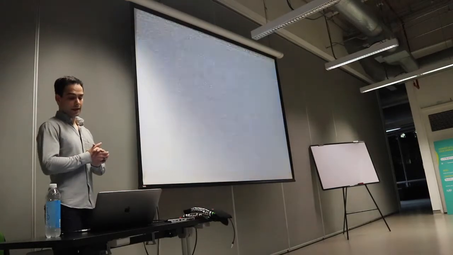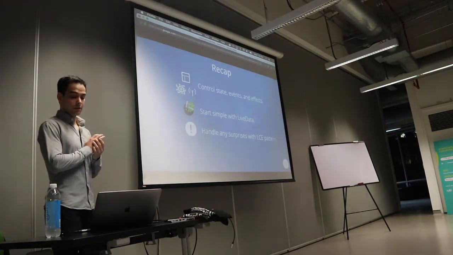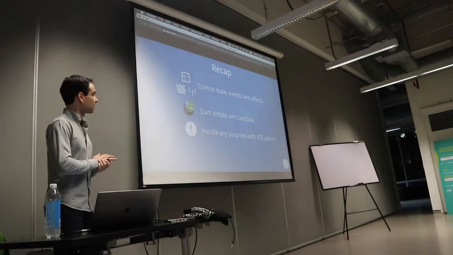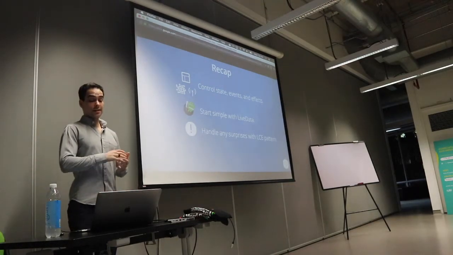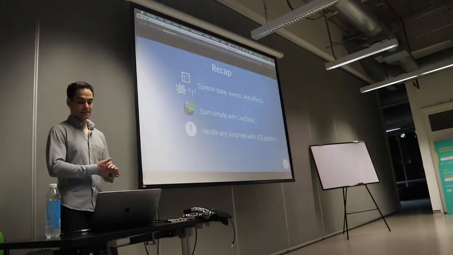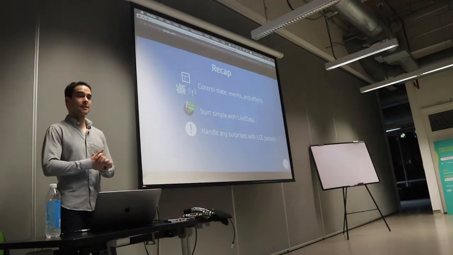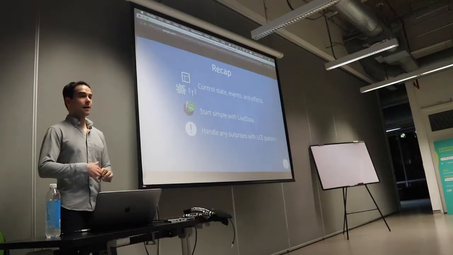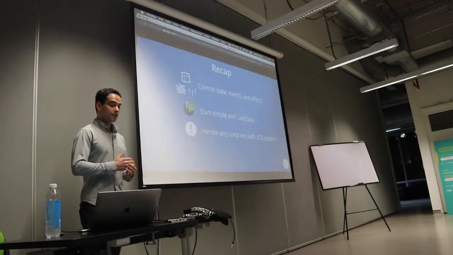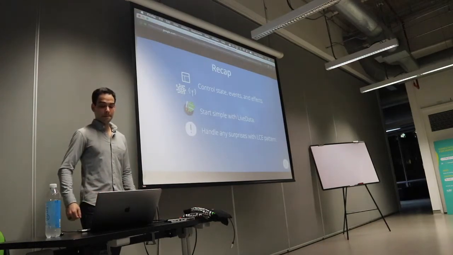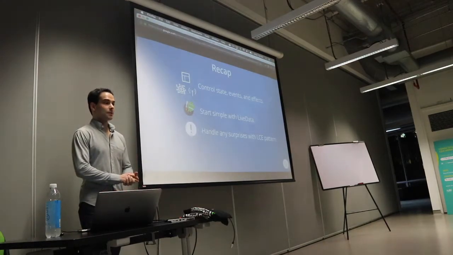So, to recap, the unidirectional flow pattern is really useful for controlling our state, events, and effects. It's really easy and simple to start with live data, which has a lot of documentation and examples from the Google team, and you can start with that incrementally. And it also helps us handle many surprises.